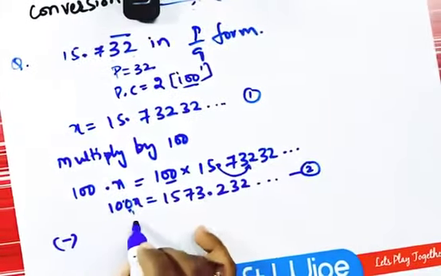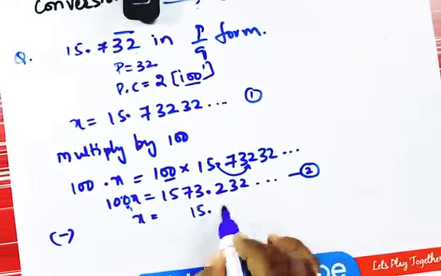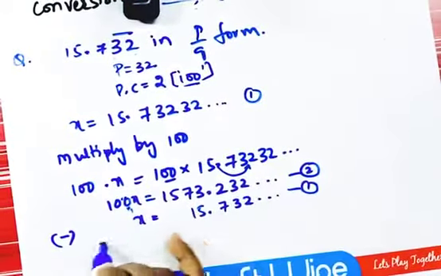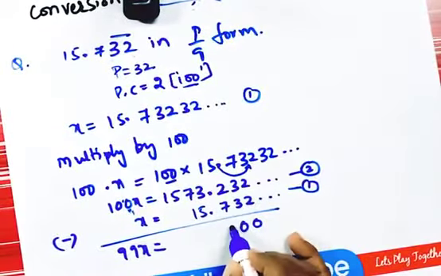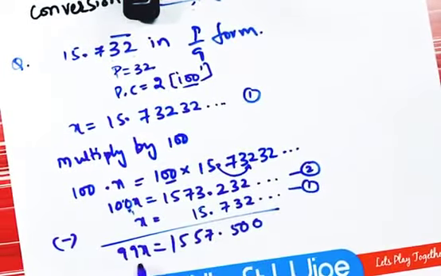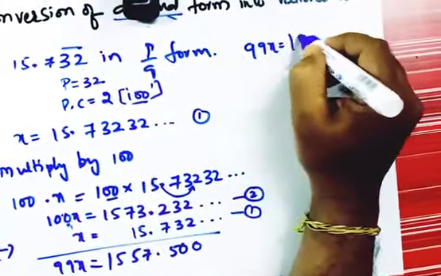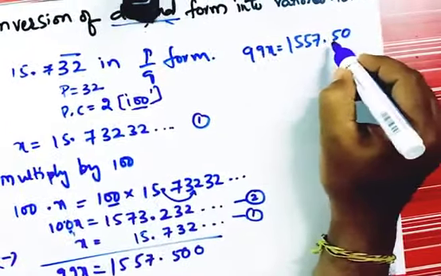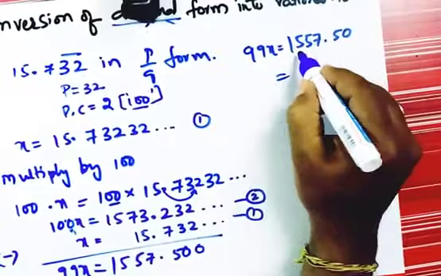Now again subtract the first expression from this second expression. The first expression is 15.73232, and so on. So you will get 99x is equal to, subtracting, 1573.232 minus 15.732, which is 1557.5. So 99x is equal to 1557.5. Here again you get one more decimal number, so you should simplify again and write it in p by q form. This is a terminating decimal now.